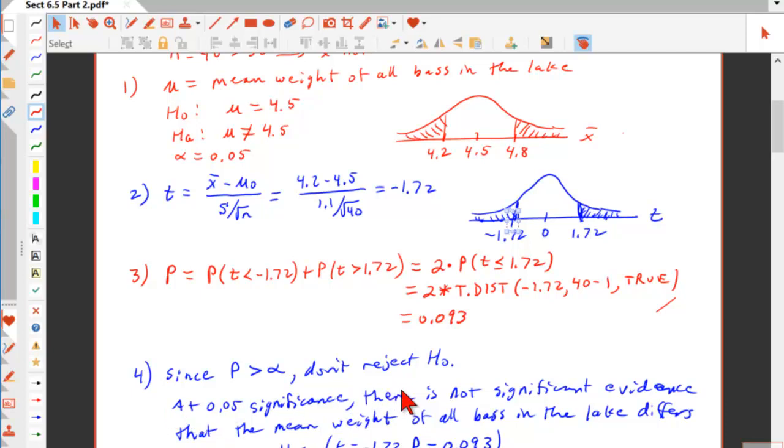At 0.05 significance, there is not sufficient evidence that the mean weight of all bass in the lake differs from 4.5 pounds. Notice that I'm again stating the conclusion in terms of the alternate hypothesis. And I should probably give my test statistic and p-value. So t equals negative 1.72, p equals 0.093.